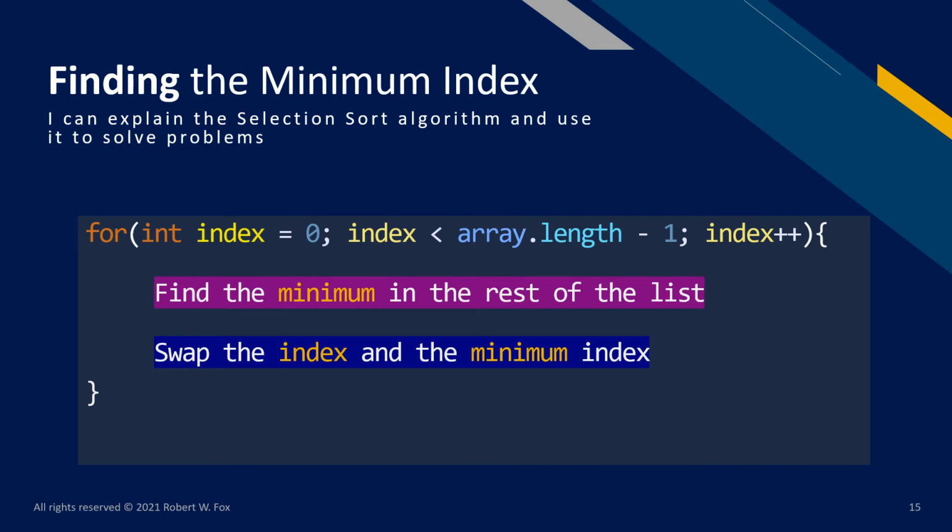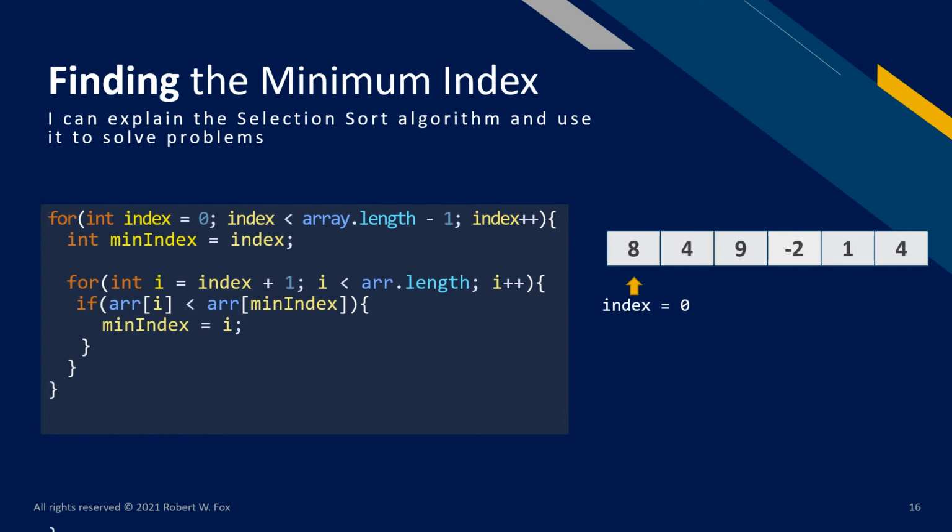Now that we're traversing from 0 to the second to last element, for each of those indexes, we need to find the minimum in the rest of the list. We want to figure out where the smallest element in the remainder of the list is located. In other words, we want to know the index of the minimum value. And so to do that, we create a variable, int min_index, and initially we give it the same value of index. So assuming that we're starting at the very beginning of the list with our selection sort, index is 0, min_index is also going to be 0.